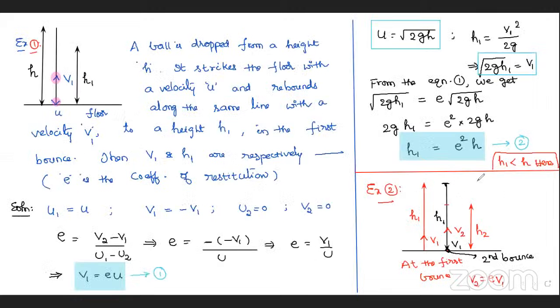Here in example 1, find the velocity and height reached at the second bounce. This is the question. Now come to the formula here. Solution.